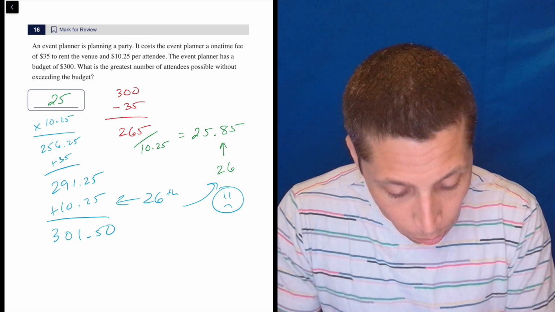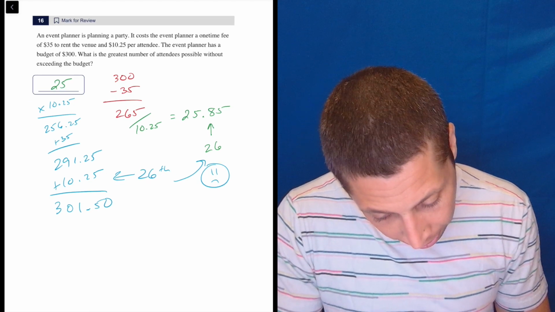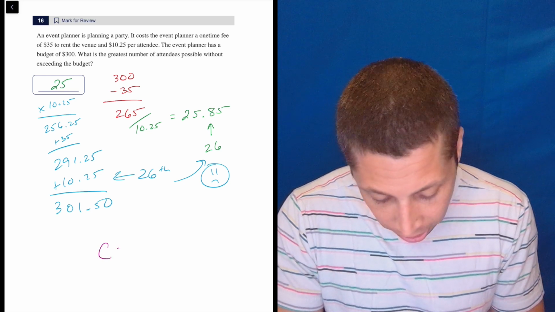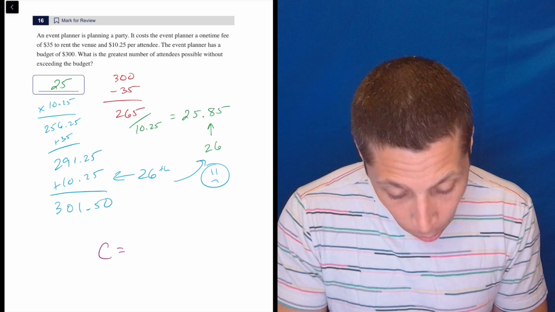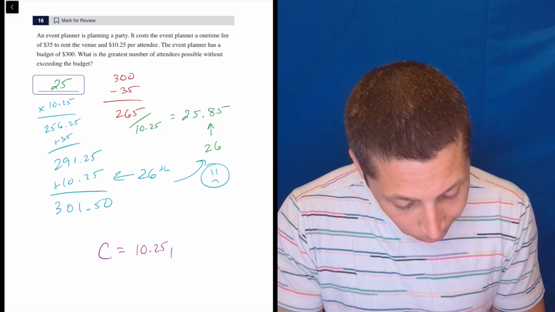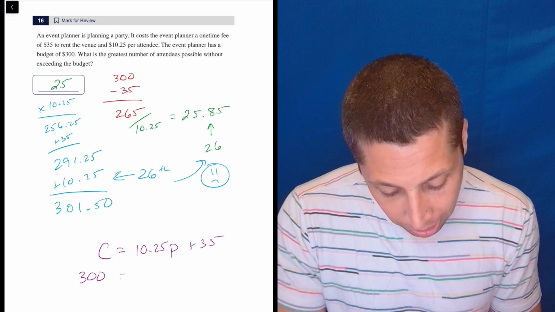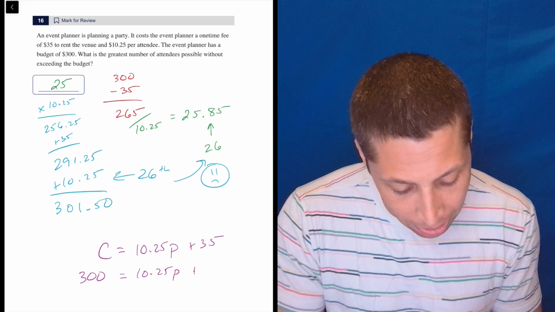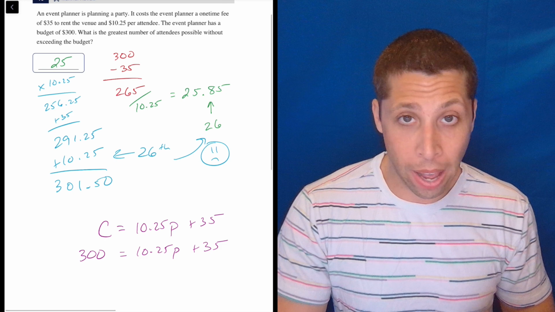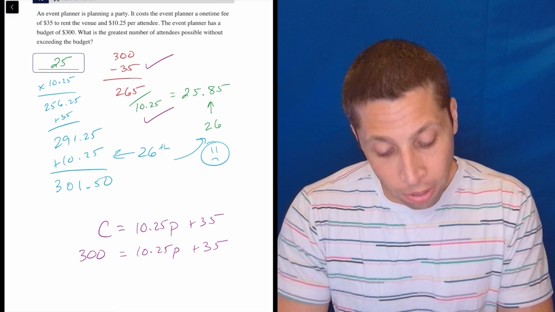If you are curious, what would the equation have been that we would have made? Let's say the amount of money, so the cost, is equal to the slope, 10.25, times the number of attendees or people, let's just do P, plus 35. Then you would substitute 300 equals 10.25P plus 35. And then just think about how you would solve that. You would subtract 35, and then you would divide by 10.25.